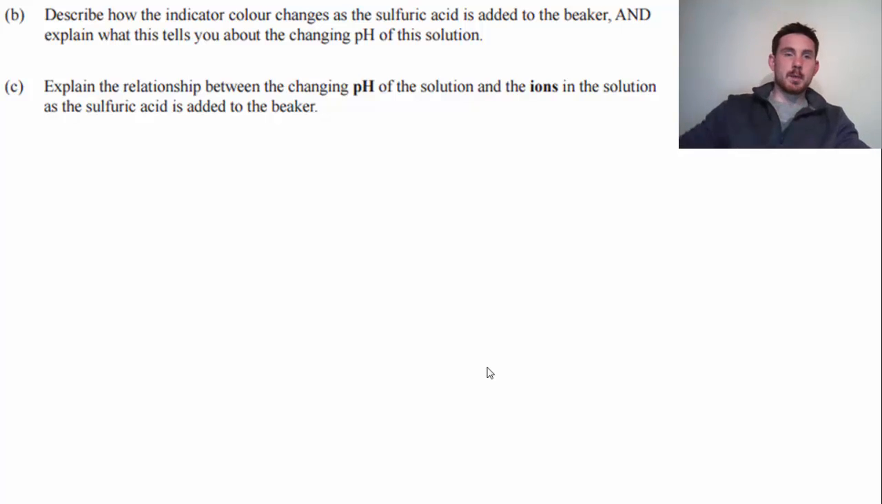For question 4B and C, I've decided to answer both of these points together. So describe how the indicator color changes as sulfuric acid is added to the beaker, and explain what this tells you about the changing pH of the solution. And then explain the relationship between the changing pH of the solution and the ions in the solution as the sulfuric acid is added to the beaker. So again, we're looking at the particular ions in the solution and the ratio of them.